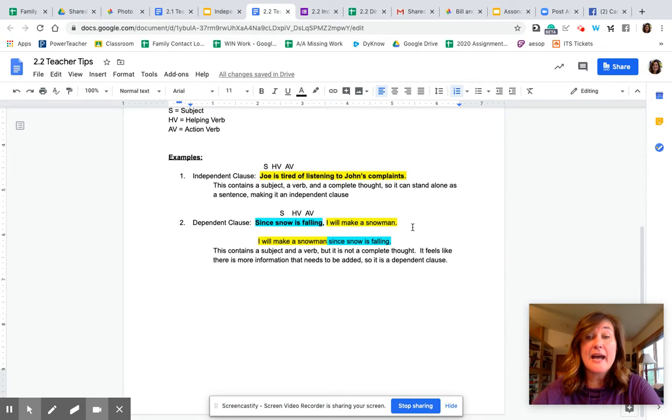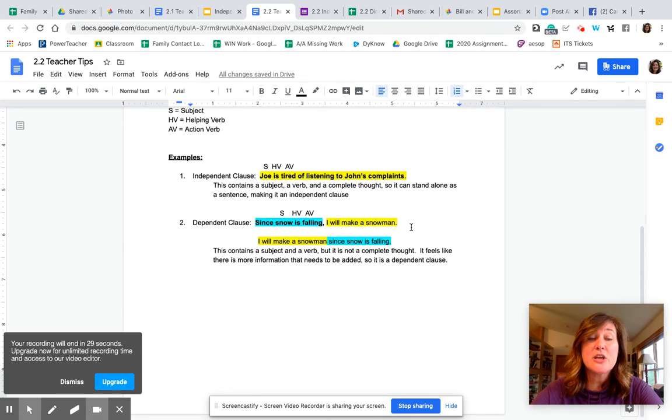So I stuck on, I will make a snowman. That's independent, has a subject and verb, I will make. Stick it with the dependent clause, voila! We now have a perfectly fine sentence. Notice I can switch them around. I can put the independent first and the dependent second.